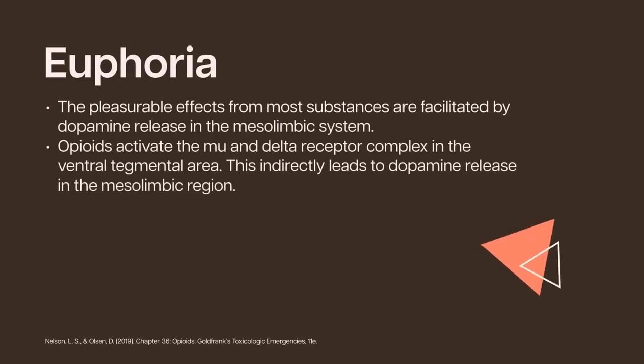Euphoria. The pleasurable effects for most substances are facilitated by dopamine release in the mesolimbic system. Opioids activate the mu and delta receptor complex in the ventral tegmental area. This indirectly leads to dopamine release in the mesolimbic region.